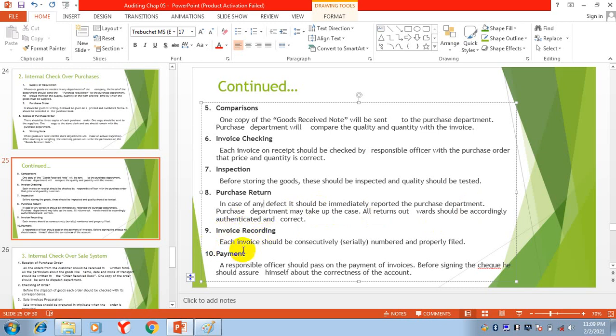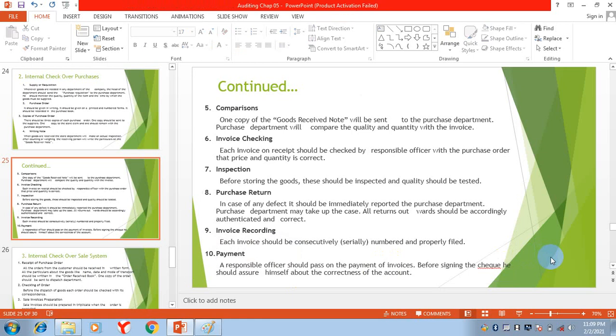Invoice recording. Each invoice should be consecutively, serially numbered and properly filed. All the invoices, you will give a number and you will properly file these invoices. Payments. A responsible officer should pass on the payment of invoices. Before signing the check, he should assure himself about the correctness of the amount. Then there will be one responsible officer. He will check the invoices and then he will make payments accordingly.